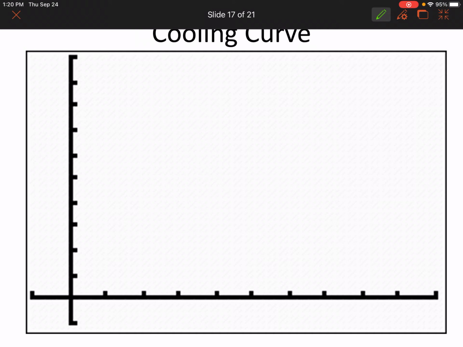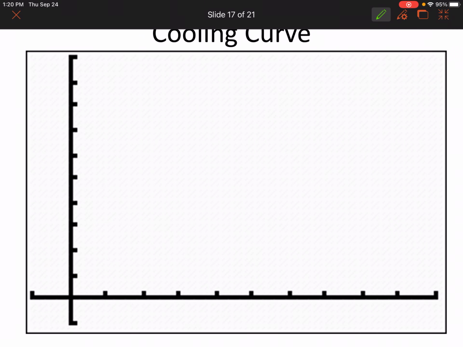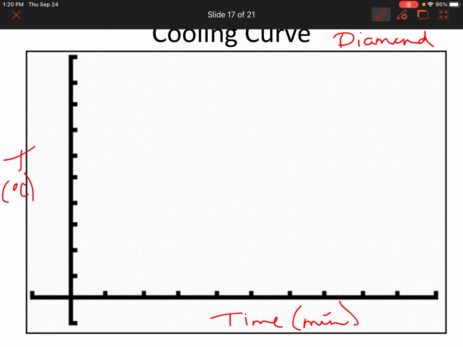Now, we're going to do a cooling curve. So a cooling curve is literally just going to be the opposite, where, in a heating curve, we had a nice positive slope, right? A cooling curve, we're going to have a negative slope here. So let's do the cooling curve for diamond. Now, again, what are the two important temperatures, right? So we've got temperatures, degrees Celsius. Let's go time in minutes here.